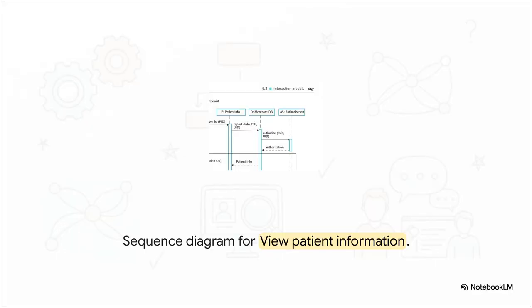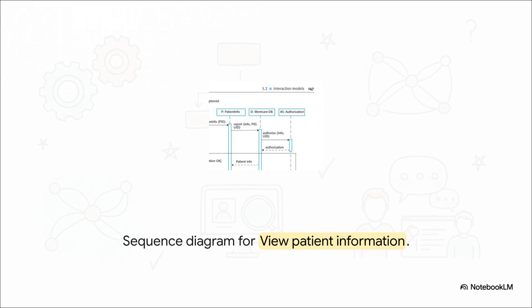Let's apply this to a real example, like a task where we view patient information. This perfectly illustrates how things work in practice. If you look across the top of a sequence diagram, you'll see your actor, maybe the medical receptionist, alongside your system objects, like a patient info interface, a database, and an authorization system. From every single one of these, you'll see those dotted vertical lifelines extending downward.